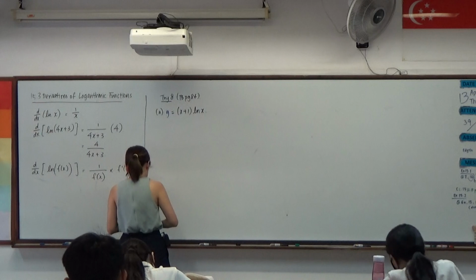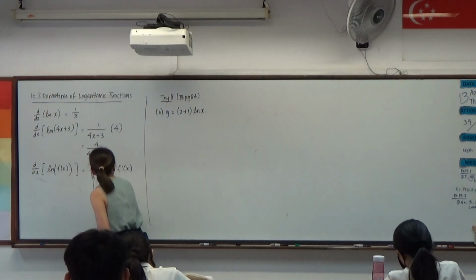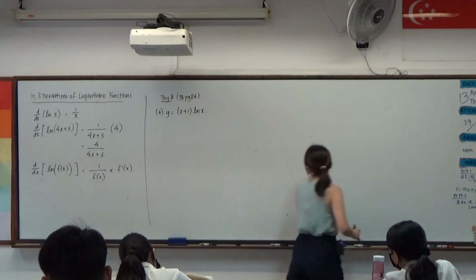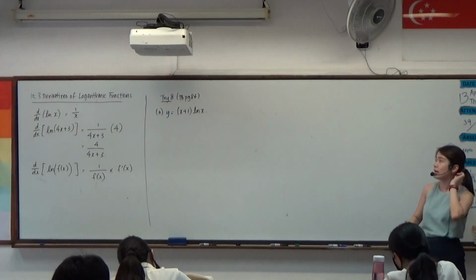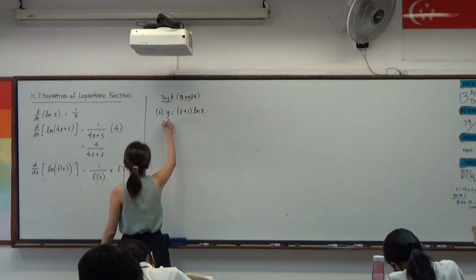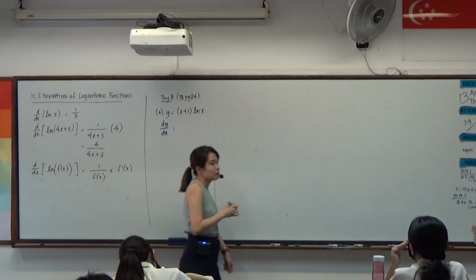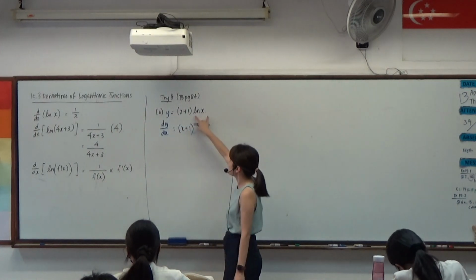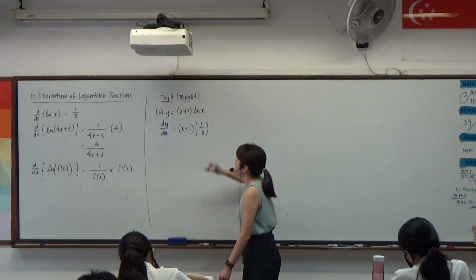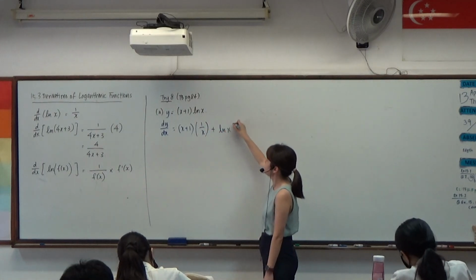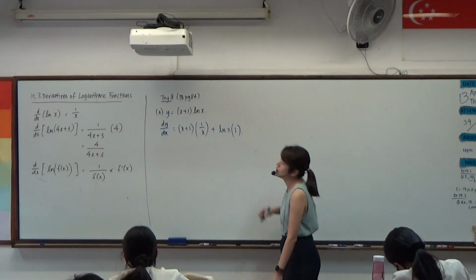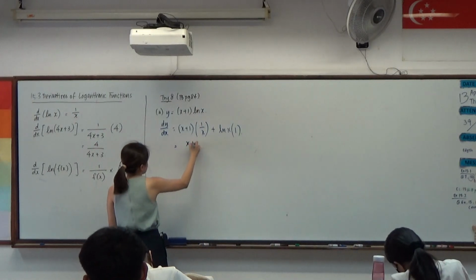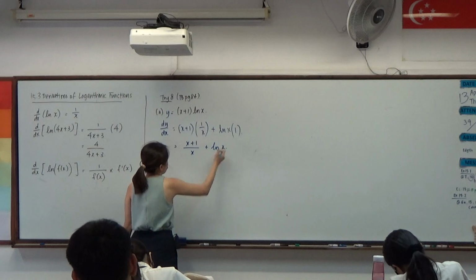So looking at try 8 part A. If I let y equals to x plus 1 times ln x, to differentiate, we apply our product rule. So keeping the left side x plus 1, differentiating the right 1 over x, plus keeping the right side, differentiating the left, we will get a 1. Okay? And this could be simplified to x plus 1 over x plus ln x.